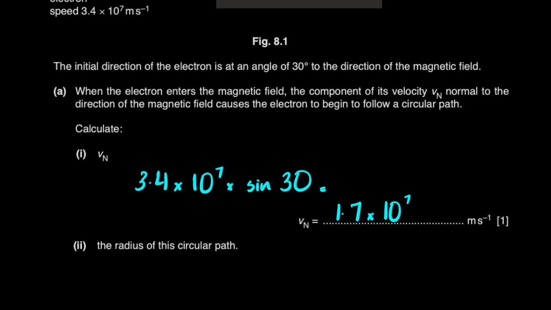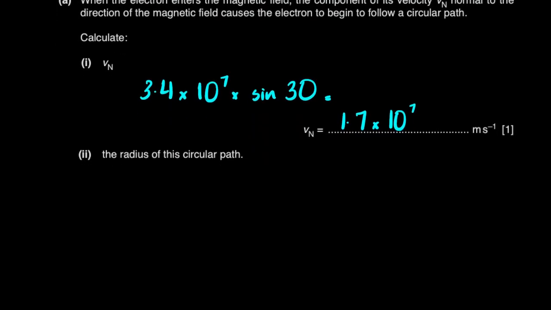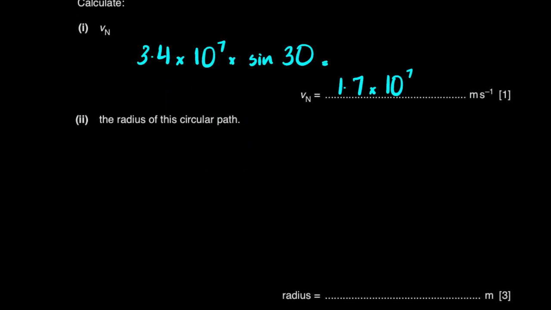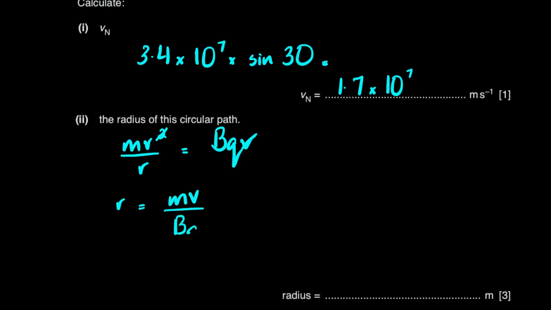Right? Then it says the radius of this circular path. So again, for the radius, you have to derive this again. Even if you don't want to, if you remember this, you can also do that. But just for the sake of revision, I'm going to do this again. So the centripetal force mv²/r is provided by the magnetic force on a moving charge, BQv. The v's cancel out like this, so r becomes mv over BQ.